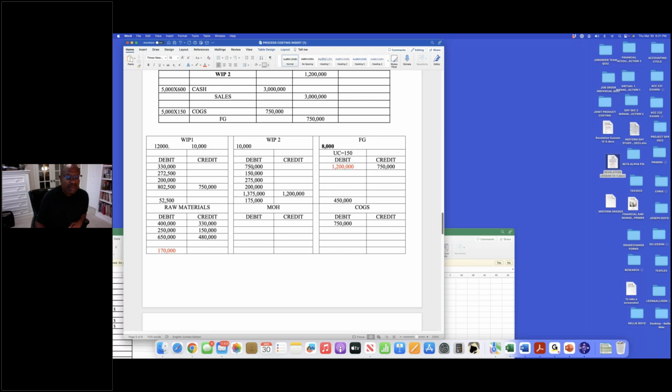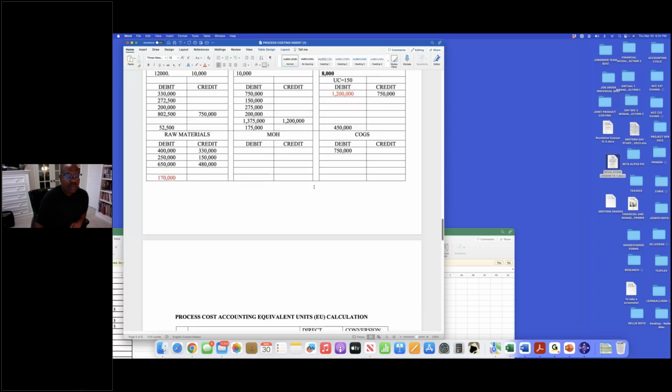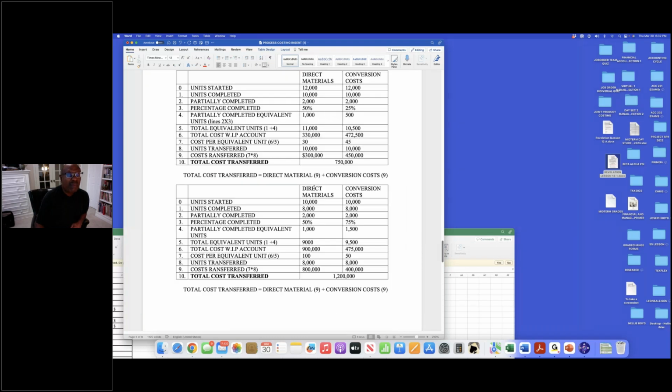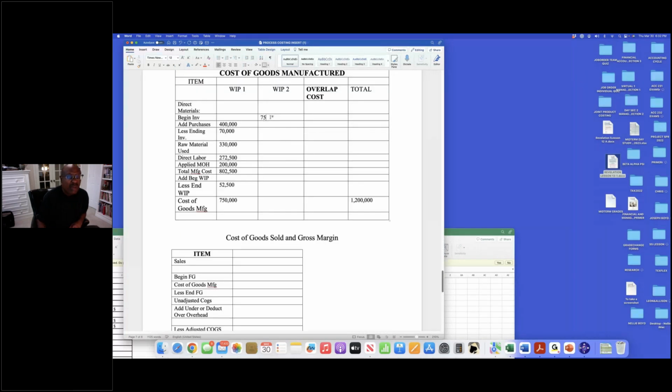Can we also pull that just from the problem itself? Why not just pull it from the T account? So let's see if we can now go to work in process two. So that's the next thing on here. So we got 750. We'll make 750 the beginning inventory. Then we purchase another 150.